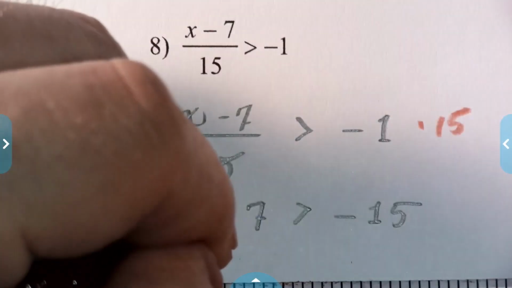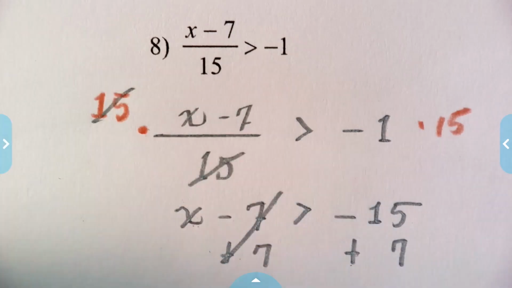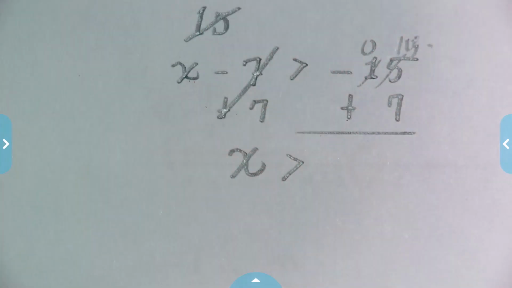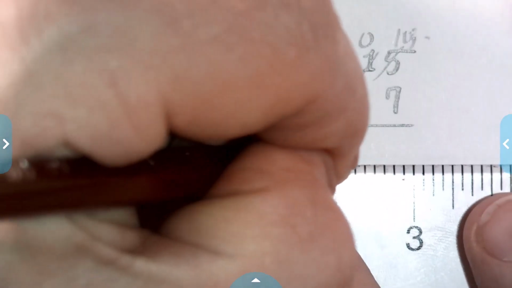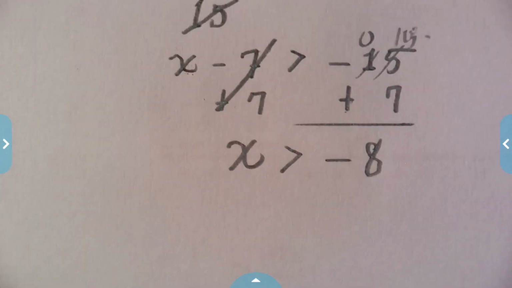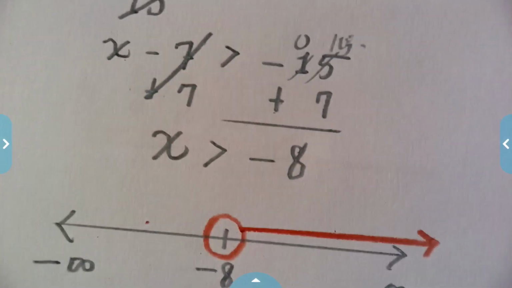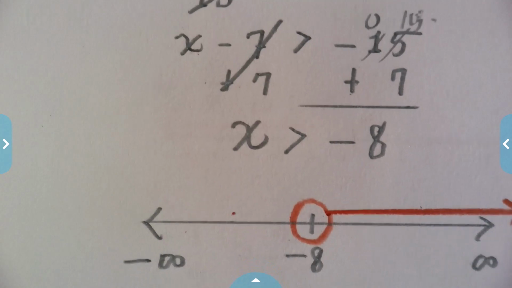Okay, so now we just add 7 to both sides to get x by itself. And we have x is greater, and then we need to do some subtraction here, with the result being negative. And that's going to be negative 8. Okay, so x is greater than negative 8. So we're going to have an open circle at negative 8. Negative infinity, positive infinity. I'm going to have an open circle at negative 8. And I'm greater than, so I'm going to the right forever. Okay? All right, moving on to number 9.